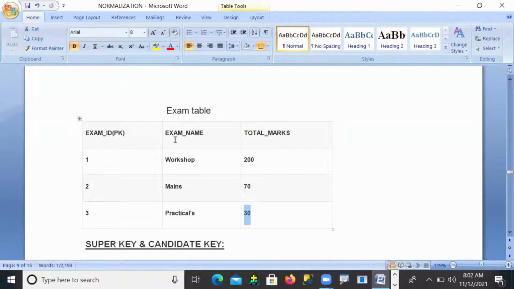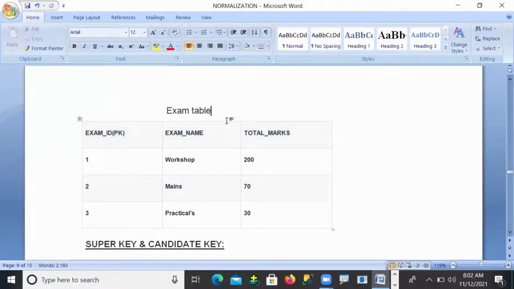So now what happened? Examination name and total marks, these two are separated from my score table and kept into another new table. That table is called the exam table. Along with this, one new ID was created, called the examination ID, and this is a primary key. If it is a primary key, now this entire table is having full dependency, and there is no transitive dependency in this.